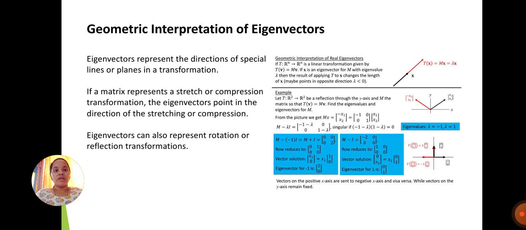Geometric interpretation of eigenvectors. Eigenvectors represent the directions of special lines or planes in a transformation. If a matrix represents a stretch or compression transformation, the eigenvectors point in the direction of the stretching or compression. Eigenvectors can also represent rotation or reflection transformations.